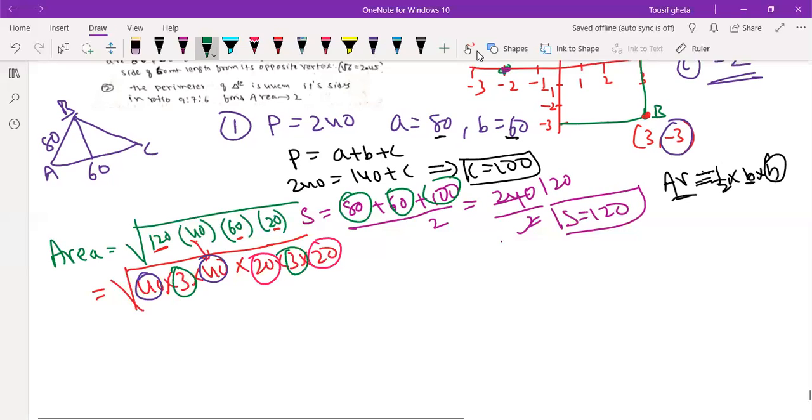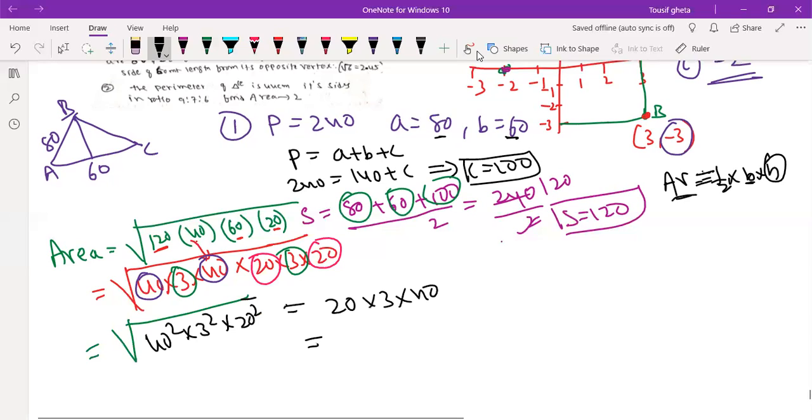So go for the same color. 40 square, 3 square, 20 square. You will get 20 into 3 into 40. 23 is a 60, 60, 2400. So this is what, 2400.